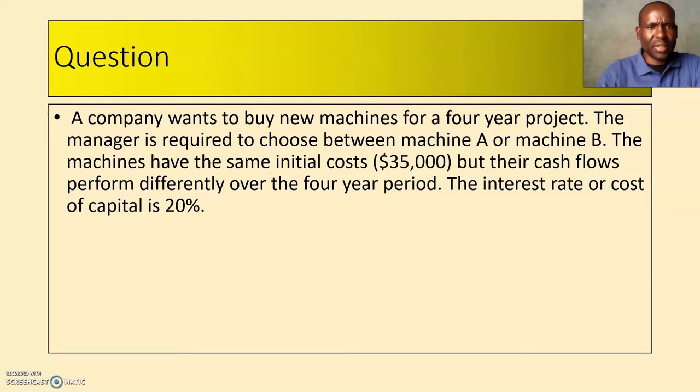So the question says, a company wants to buy new machines for a 4-year project. The manager is required to choose between machine A or machine B. So there are 2 machines involved, and the period of time is 4 years. The machines have the same initial cost. The initial cost for these 2 machines is the same, $35,000 US. But their cash flows perform differently over the 4-year period.